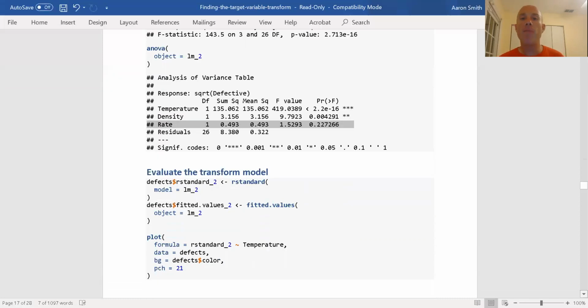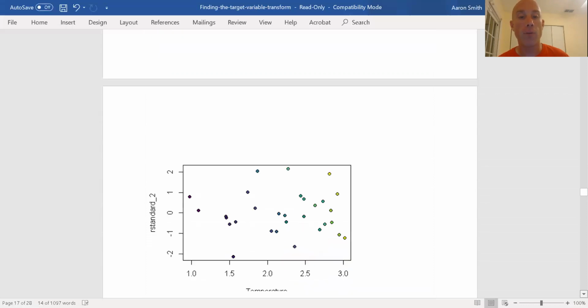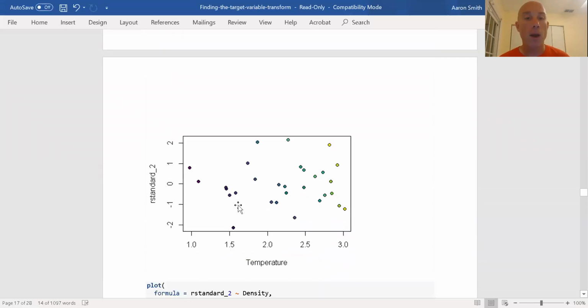All right, now let's go ahead and evaluate the transform model. I'm going to tack on the standardized residuals and the fitted values onto my data frame. That way I can plot them easily. Let's look at the standardized residuals. I don't see a pattern. The color gradient appears to be gone. That's making me feel better. Everything looks like the colors are shifting horizontally and not obliquely.